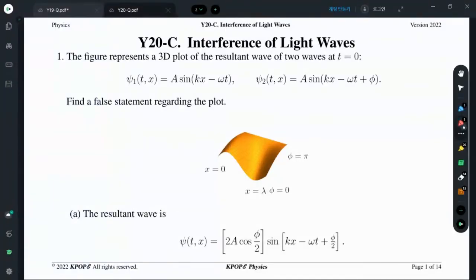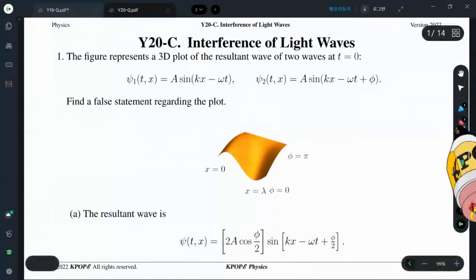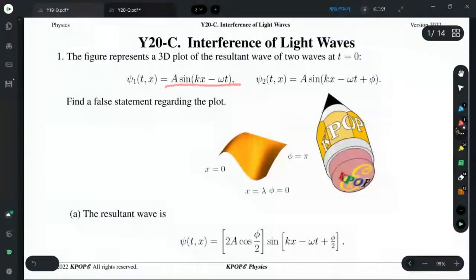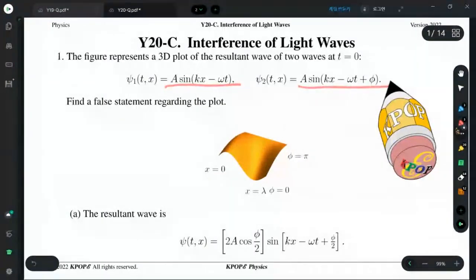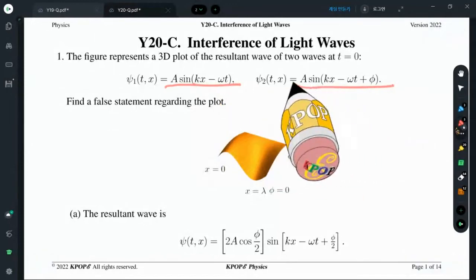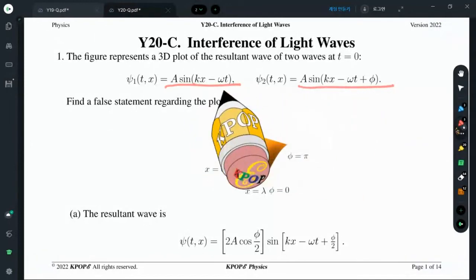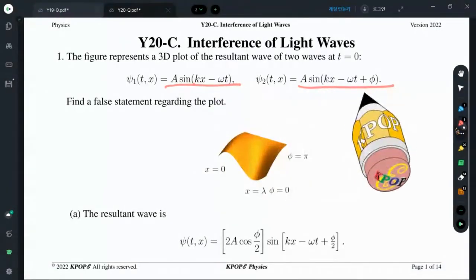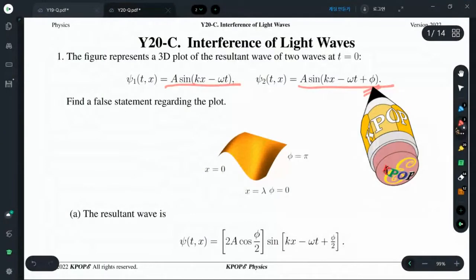Y20, interference of light waves. We have two light waves. They are monochromatic, with the same lambda and same frequency, and there is a phase difference by phi.